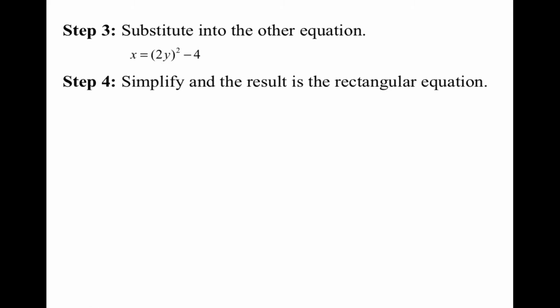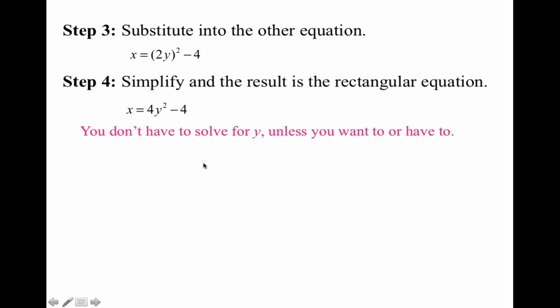For step 3, you're going to substitute into the other equation. So for x equals t squared minus 4, I'm going to put the 2y in place of t. All right, and in step 4, you're going to simplify, and the result is the rectangular equation. So I'm going to go ahead and square the 2y to get 4y squared. Now, you don't have to solve for y unless you want to or you have to, such as in a multiple choice question where all your choices are, of course, y equals.